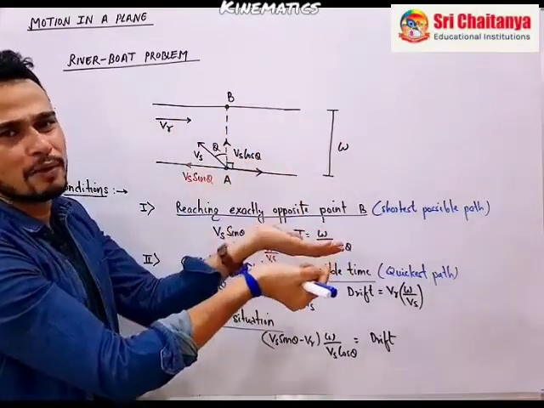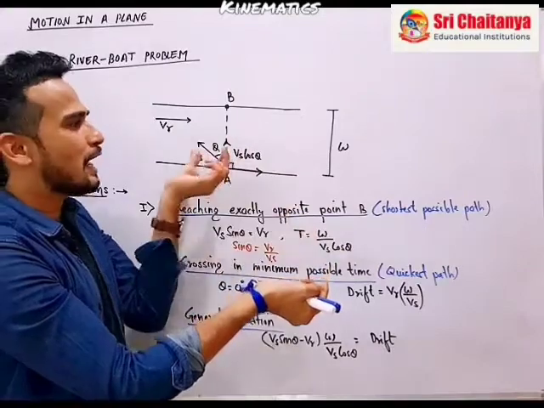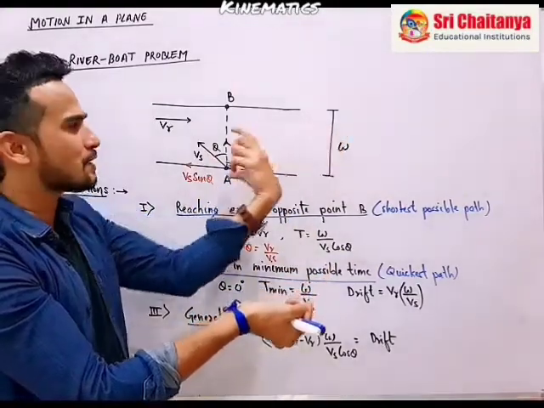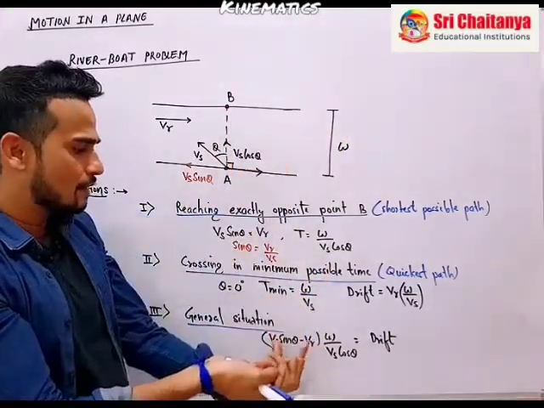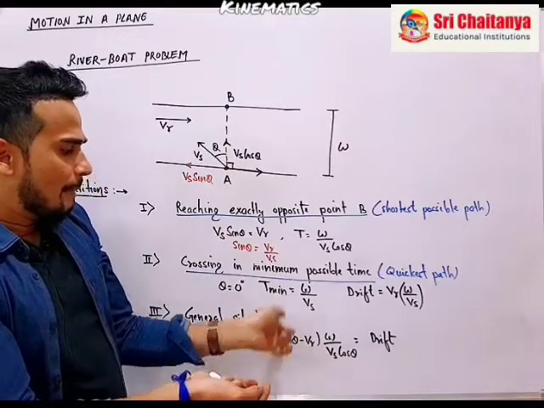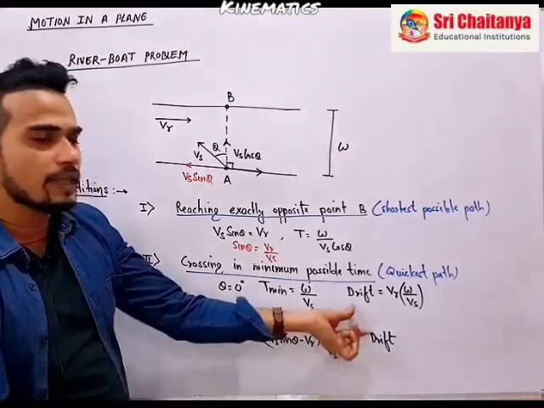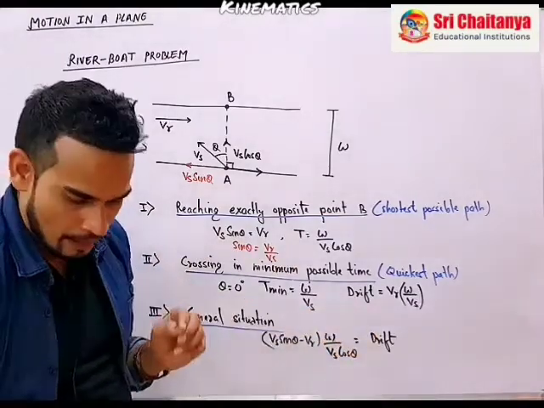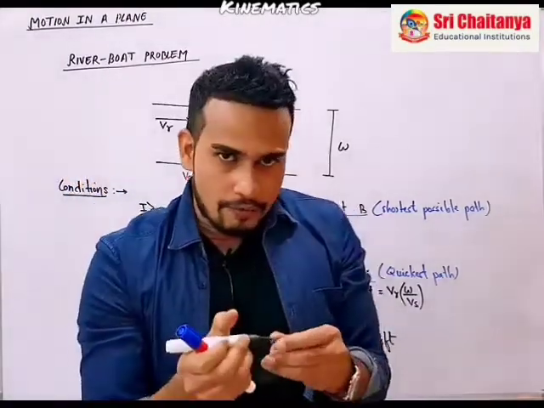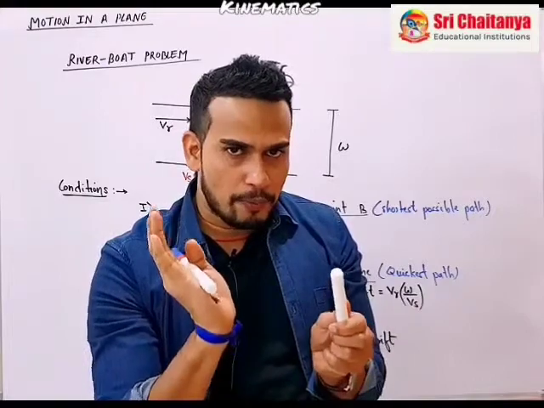Vr minus Vs sin theta. Due to that, he will drift in that direction. For how much time? W upon Vs cos theta. So you can write Vr minus Vs sin theta into time, W upon Vs cos theta. That will be your drift. So this is what we have got in the river swimmer problem.